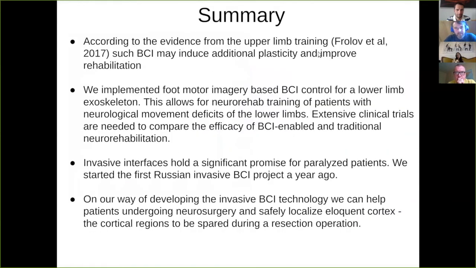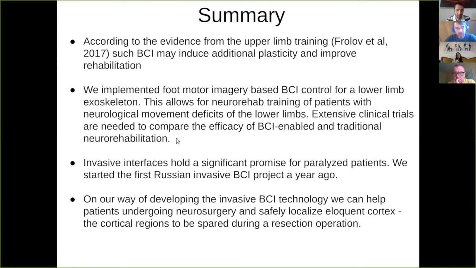Our late colleague, Alexander Frolov, made a study where he showed that the BCI actually improves rehabilitation in post-stroke patients. He did it for the upper limbs. We implemented foot motor imagery based BCI control over an exoskeleton for the lower limbs, and we are about to start clinical trials with this device.